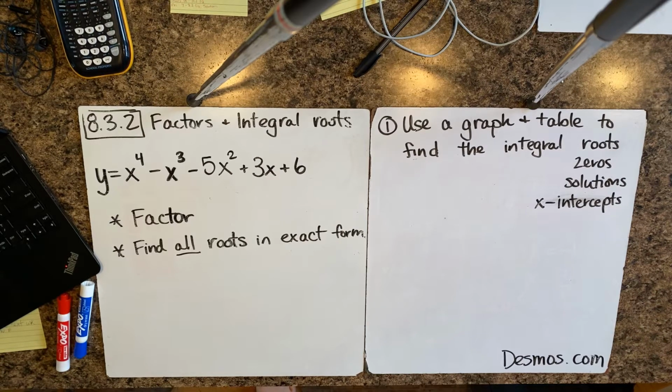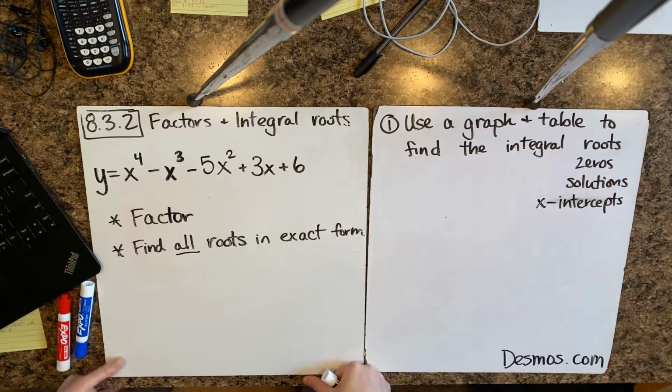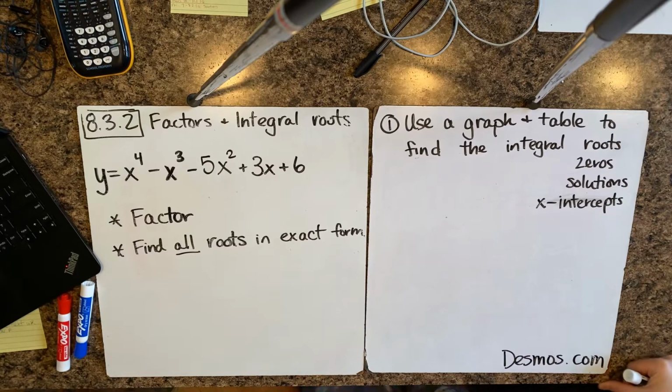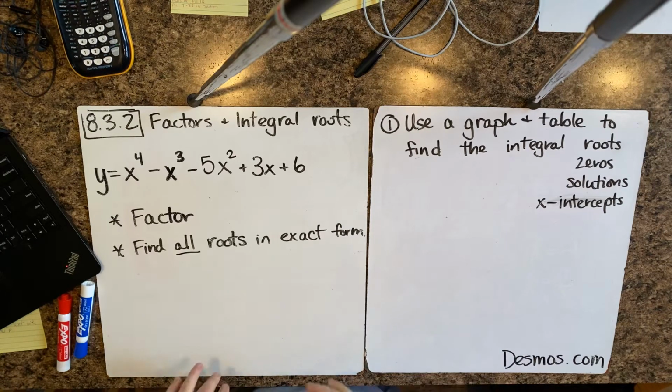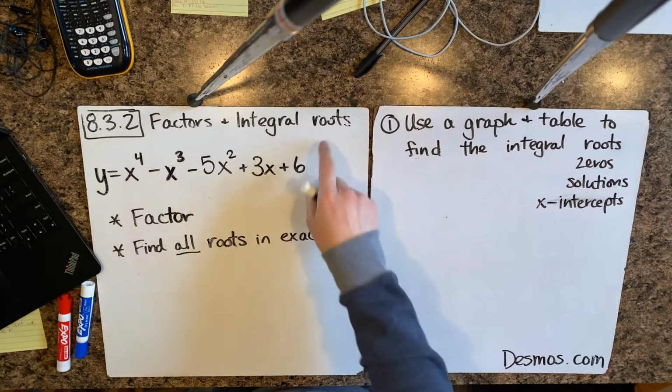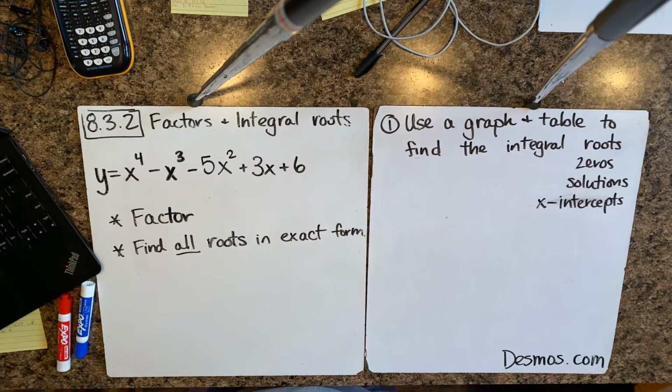Hi guys, we're going to talk today about lesson 832, which is factors and integral roots. And you guys already know what factors are. Factors are when you put something in parentheses and it's x plus 2 or x minus 3. Integral roots just means the easy roots that have integers. So we're going to look at the graphing calculator and see where the graph crosses the x-axis at some easy places to help get this process going.